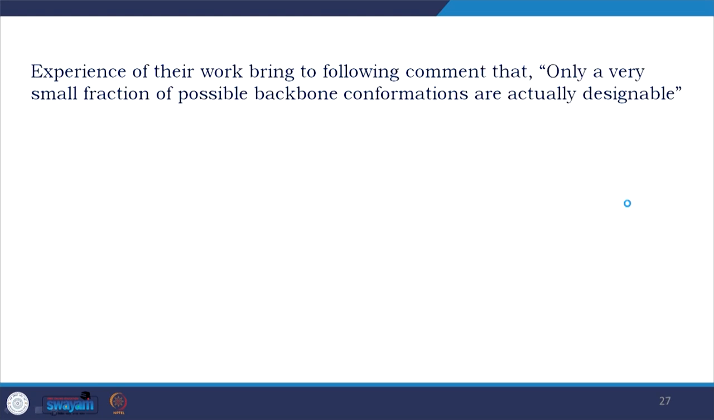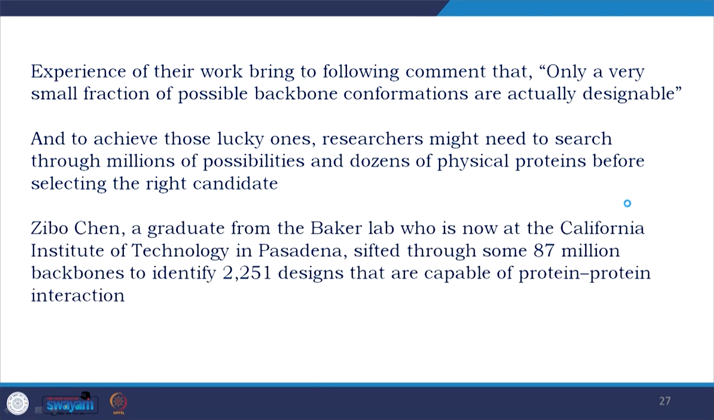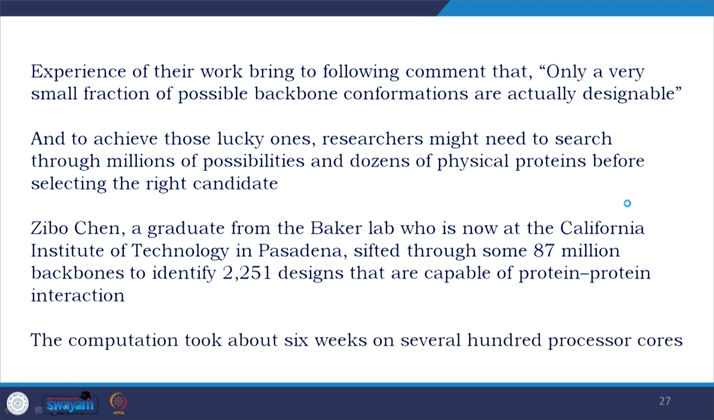Experience of their work brings the following comment: only a very small fraction of possible backbone conformations are actually designable. And to achieve those lucky few ones, researchers might need to search through millions of possibilities and dozens of physical proteins before selecting the right candidate. Jiabo Chen, a worked example, a graduate from the Baker lab who is now at the California Institute of Technology in Pasadena, sifted through some 87 million backbones to identify 2251 designs that are capable of protein-protein interactions. The computation took about 6 weeks on several hundred processor cores. So, this is what you are getting now, several hundred processor cores.